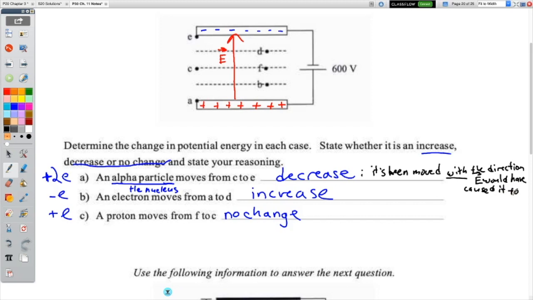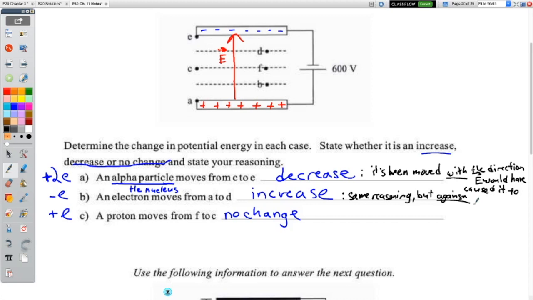Okay, so for part B, for our electron, it's the same exact reasoning, really, just the opposite. Now it's moved against the field, so we've actually given it some potential energy. Same way, if you drop something, it's losing potential energy because it's moving down with the gravitational field. But if you pick it up against the gravitational field, and therefore against the gravitational force, you give it potential energy.